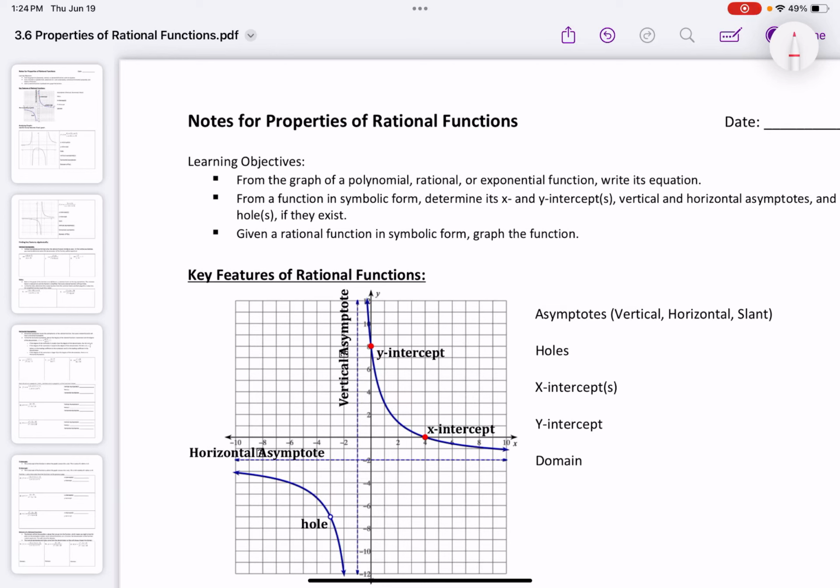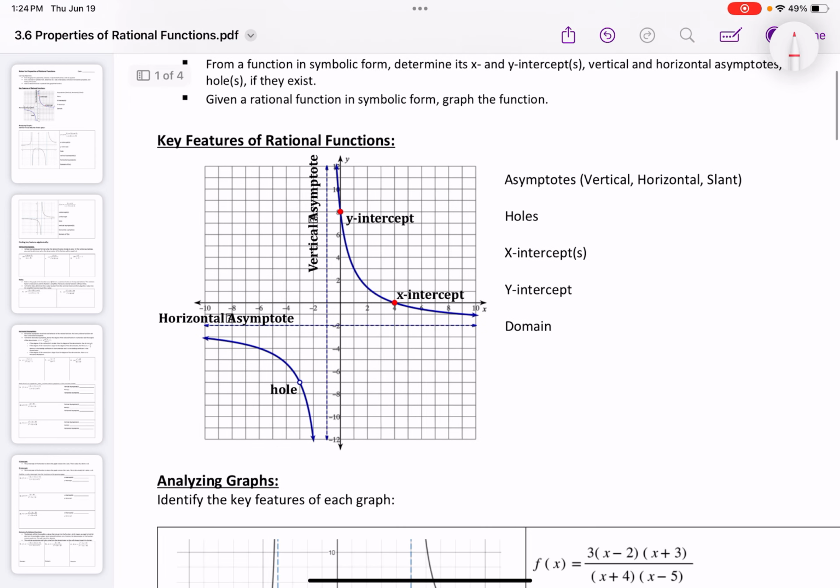In this lesson, we're going to look at rational functions. And I'm going to break this lesson up into smaller videos so that you can focus on specific key features at a time. But to introduce it, we're going to explore the graphs of rational functions and look at several different key features.